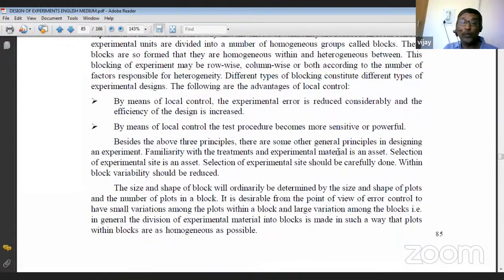Besides these three principles, there are some other general principles in designing an experiment. Familiarity with the treatments and experimental material is an asset. Selection of the experimental site is an asset. Selection of experimenters should be carefully done. Therefore, the variability within the blocks should be reduced. The size and shape of the block ordinarily determine the size and shape of plots and the number of plots in the block. It is desirable from the point of view of error control to have small variation among the plots within the block and large variation among the blocks. In general, the division of experimental material into blocks is made such that the plots within blocks are as homogeneous as possible.